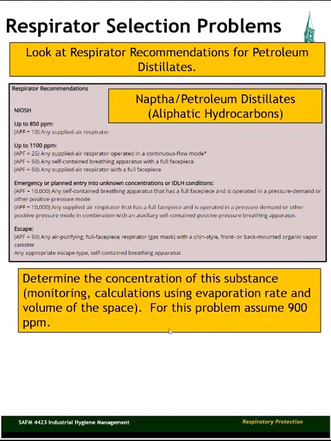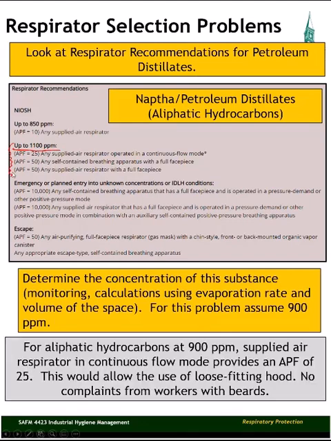If we're at 900 parts per million, we're going to be in this area here of this chart. For aliphatic hydrocarbons at 900 parts per million, a supplied air respirator in continuous flow mode provides an APF of 25. So that's this one right here, the very top. For me, that would be the way to go in this situation.